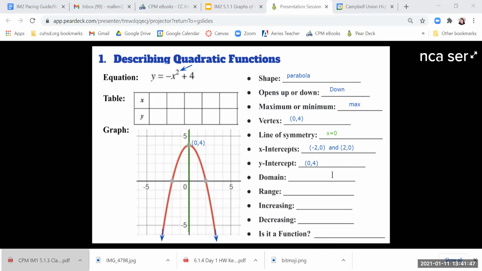All right, based on that, we know the domain is always all real numbers. We know the range is going to be everything below the highest point, and the highest point is 4 in the vertical, in y. So we're going to say that the range is all the y's less than or equal to 4. And I'm going to go ahead and put my equal to part of my symbol on there, less than or equal to 4.